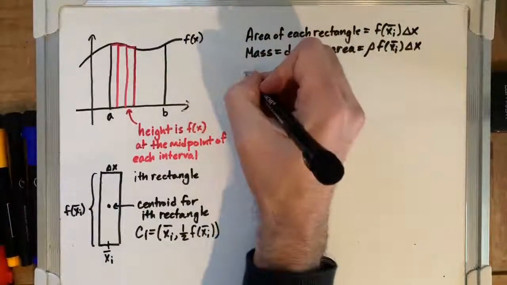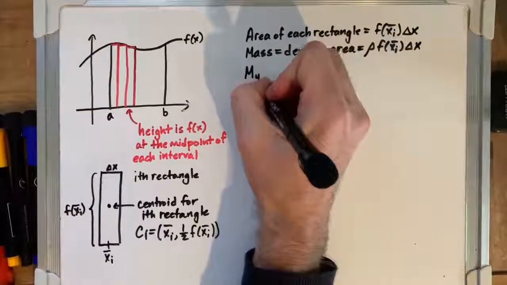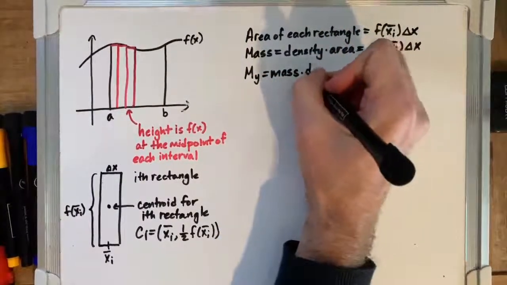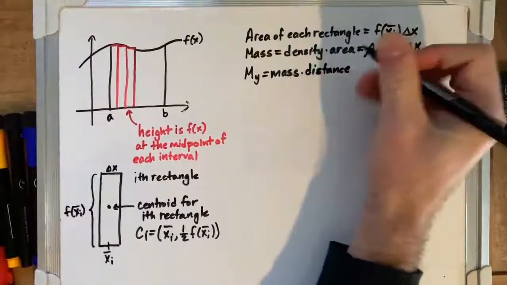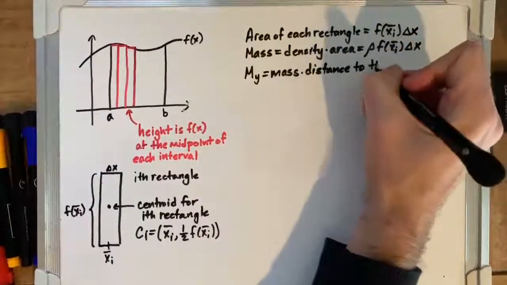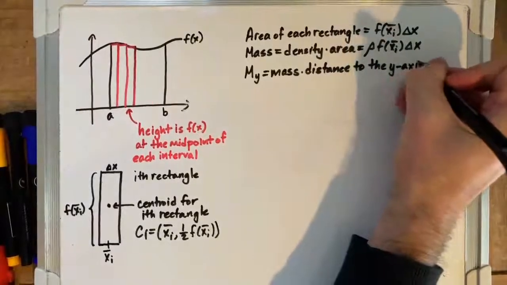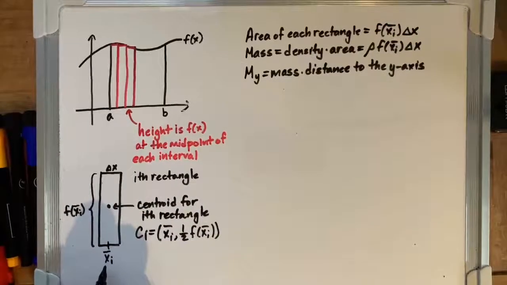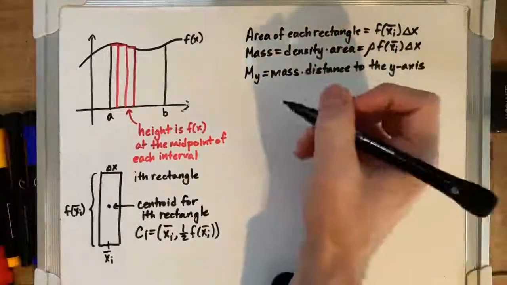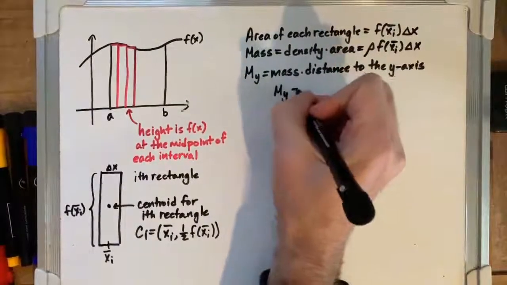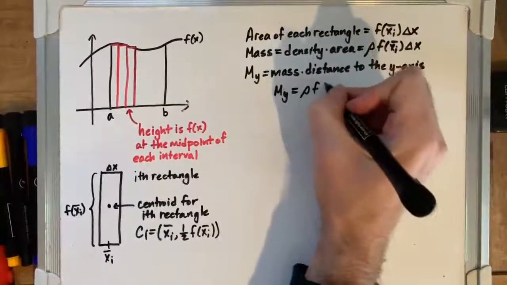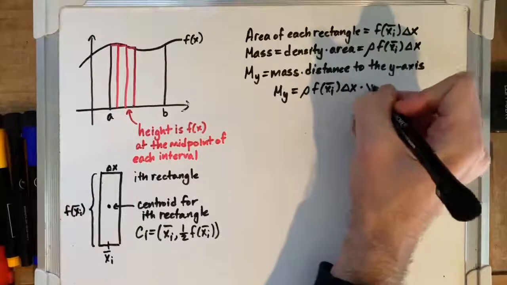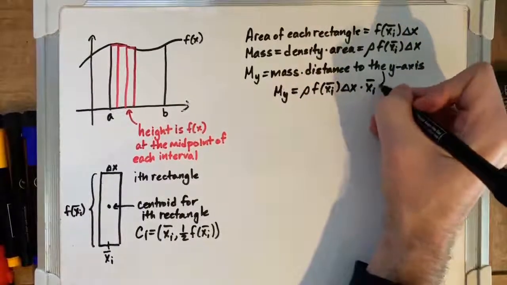The moment about the y-axis is going to be the mass times the distance to the y-axis. The distance to the y-axis is just going to be our x bar sub i. Okay? So this moment is going to be the density times what the function's equal to at that point, times delta x, times, again, this is the distance to the y-axis right there.